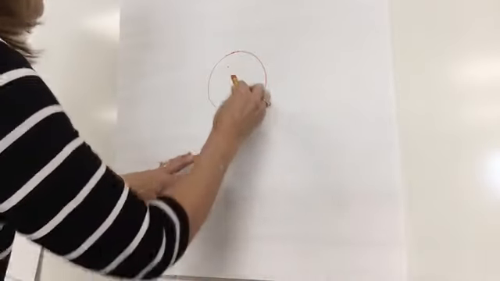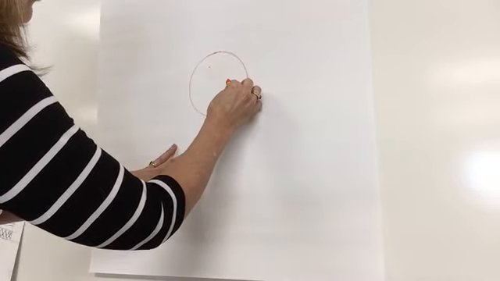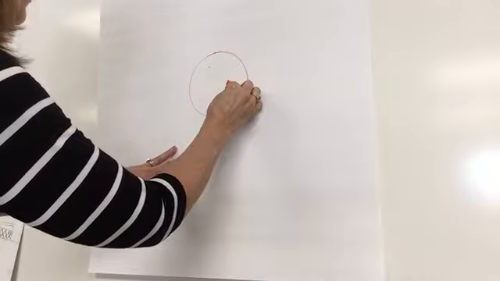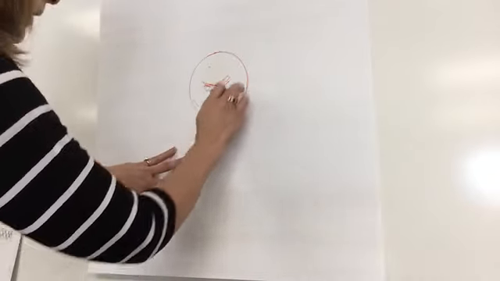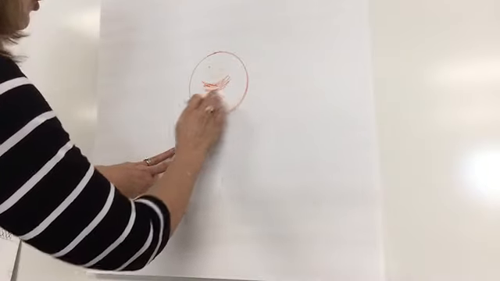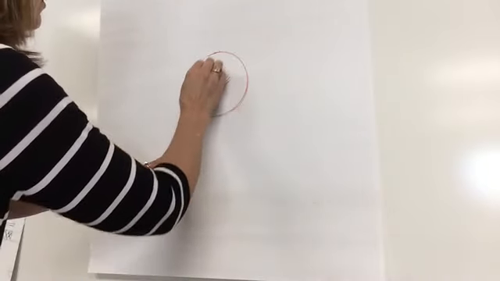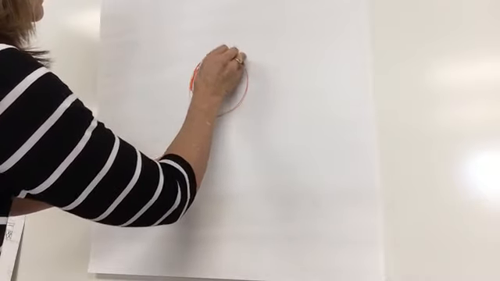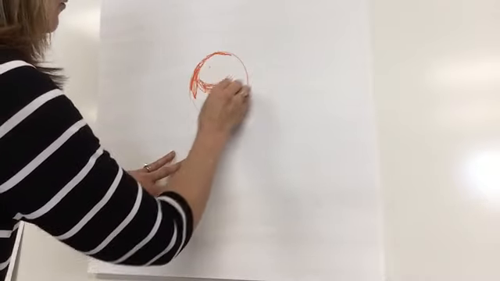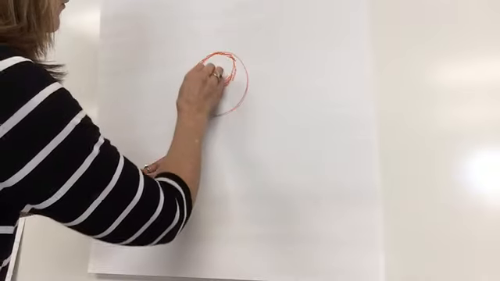And then begin with one of your lighter values to create your midtone area. Now your midtone can be carried all the way down into your core shadow and your cast shadow, because we're going to be layering the pastels.